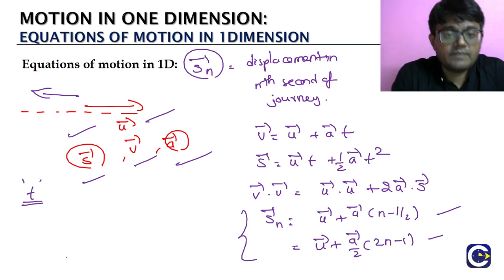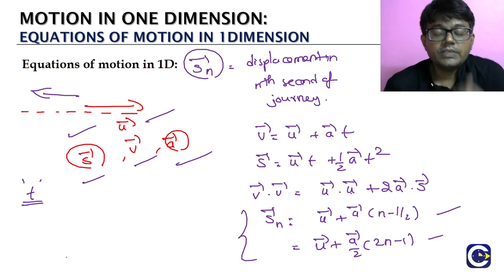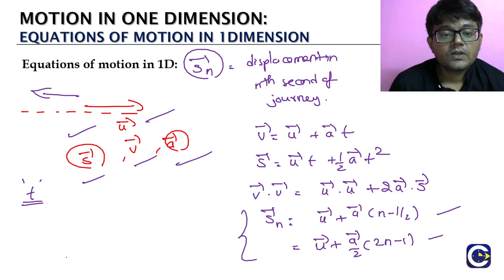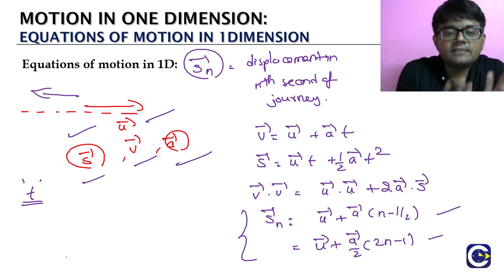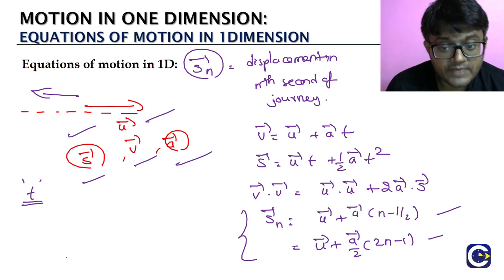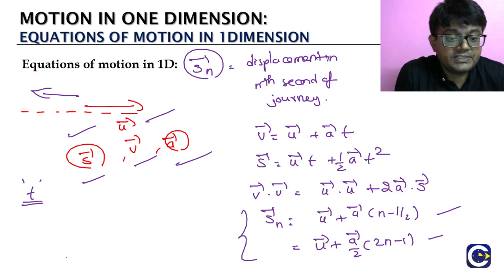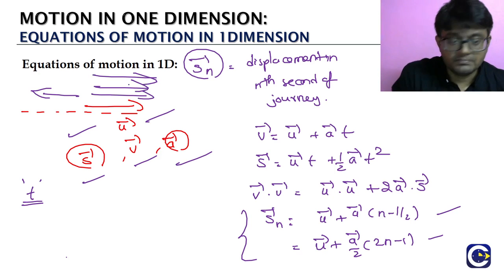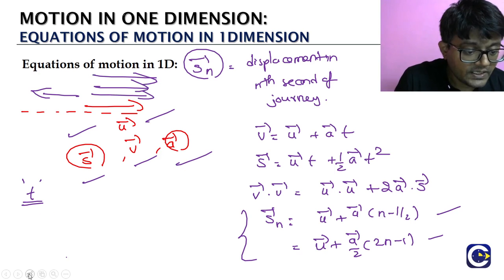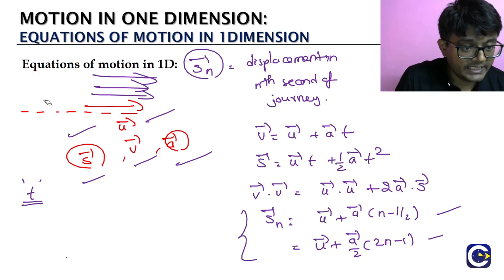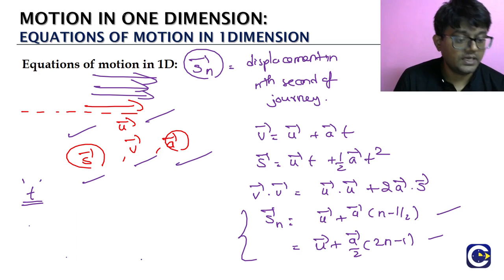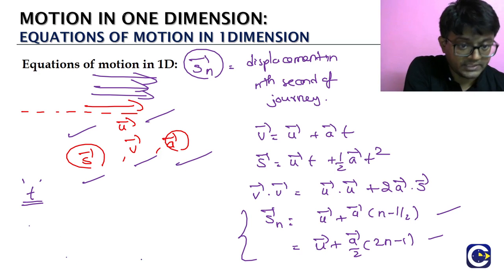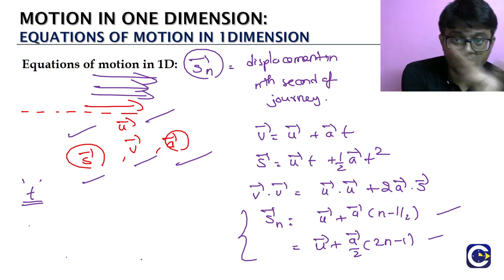These are the equations of motion in vector form. Assume all these vectors are in the same direction: u, v, s, a, all the vectors. Let us say the direction is towards the right side, so no quantity is towards the left side. But we need to keep in mind that there are two possible directions, either towards the right side or towards the left side.